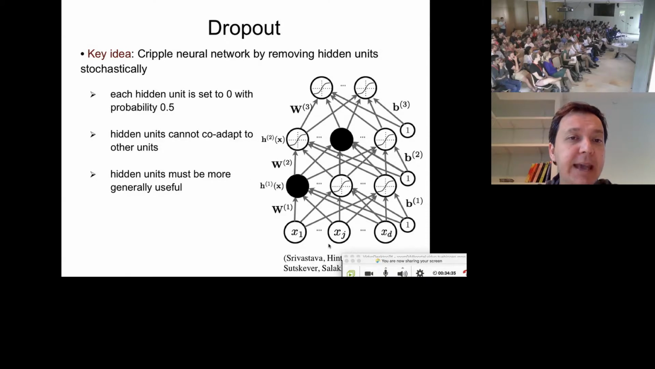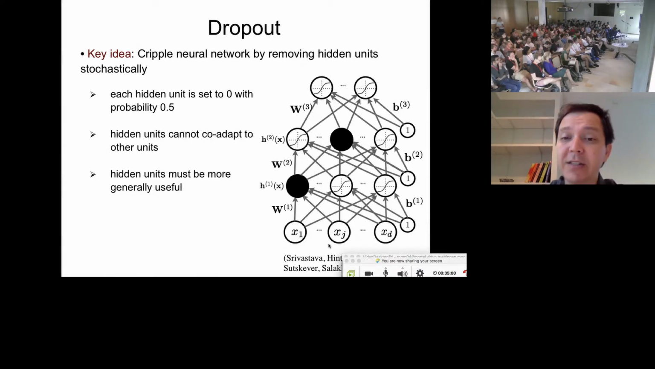So the key idea of dropout is to cripple the neural network by removing hidden units stochastically. It's almost like injecting noise or crippling the network for every single training example. Each hidden unit is set to 0 with probability 0.5. And what this does is it prevents the network from co-adapting to other units, right?